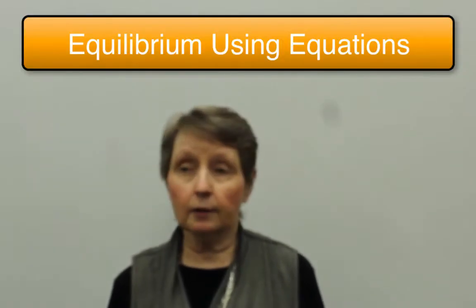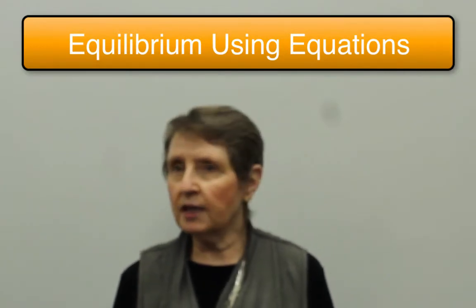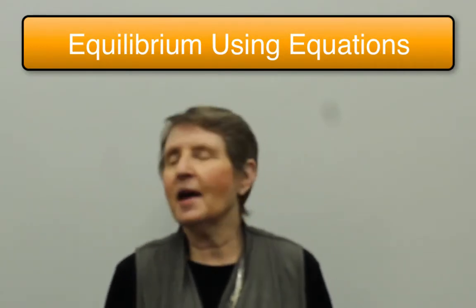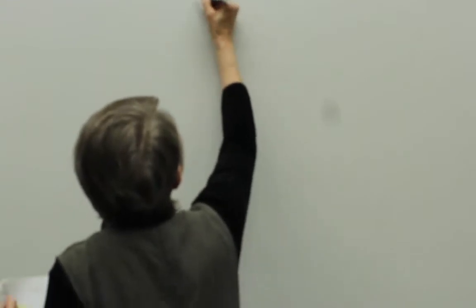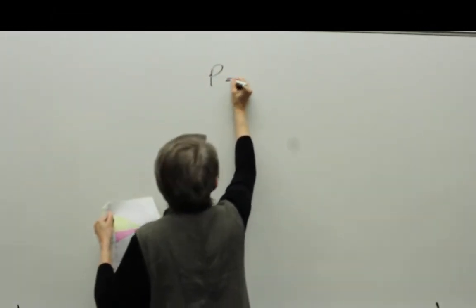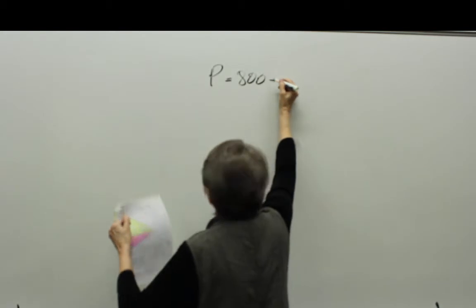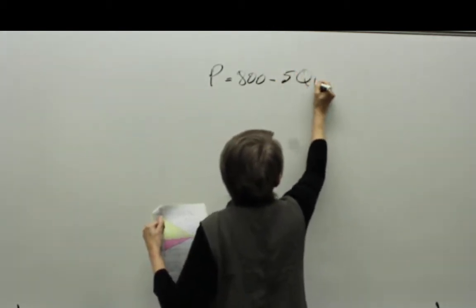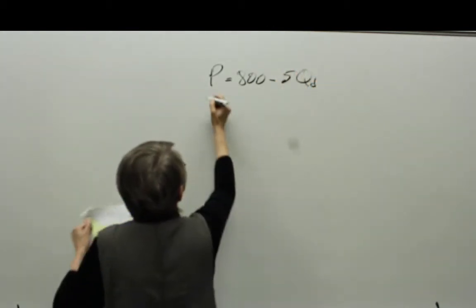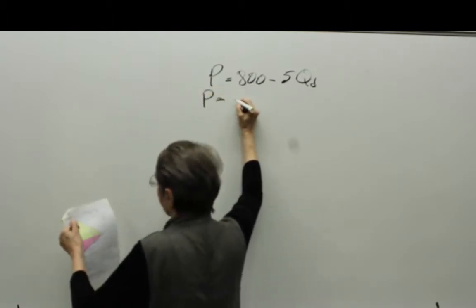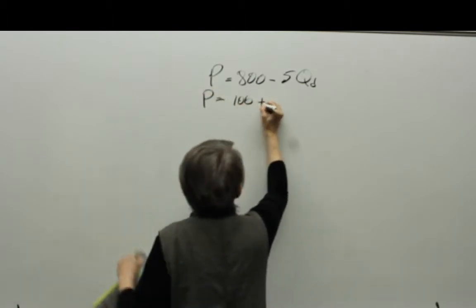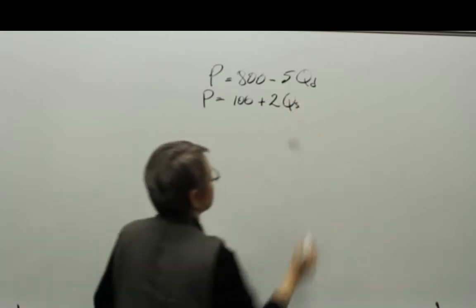We've been talking about demand and supply, and what I want to do now is formalize our demand and supply model a little bit further by using equations and finding the mathematical equilibrium. And so let's just assume that we have a demand equation, price equals 800 minus 5 QD, that's the equation of my demand. And here's the equation of my supply. Price equals 100 plus 2 quantity supplied.